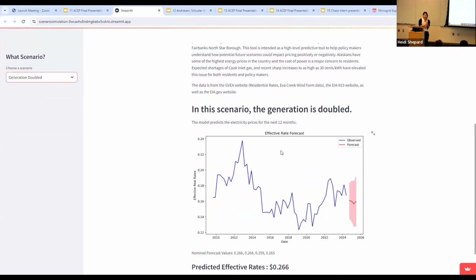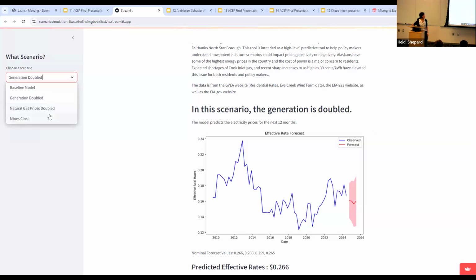So one, if generation were to double, then these fixed utility costs would be spread over twice as many kilowatt hour sales. So you can see that decrease, but also it's not decreasing that much. And I think it's because this model is trained on historical data. And according to historical data, when generation spikes, it's probably like, oh, we need to purchase a lot more fuel, which will drive fuel costs up. So I think those two factors are kind of colluding and resulting in this price.